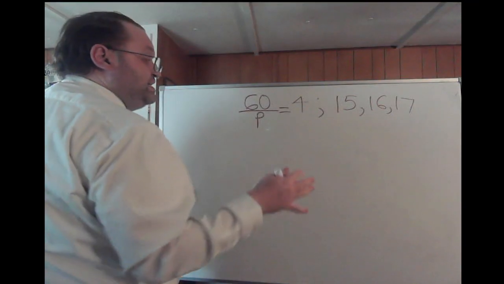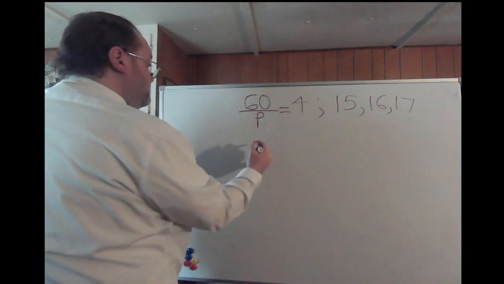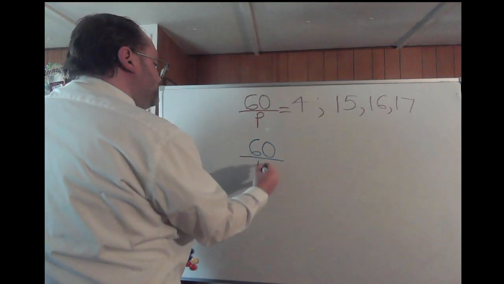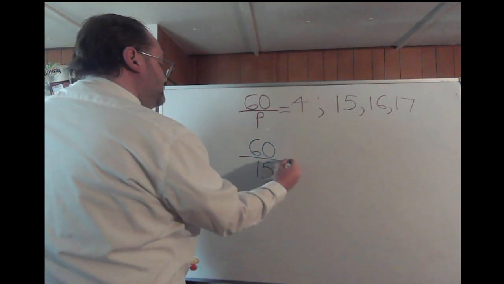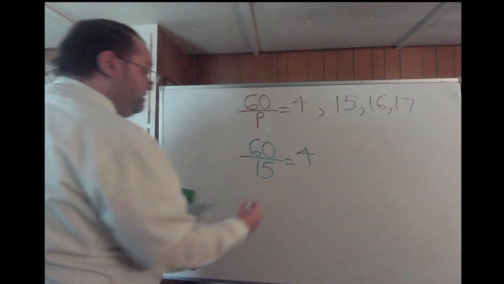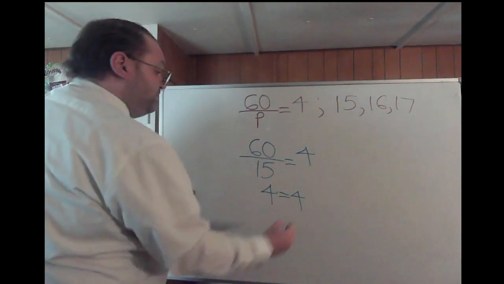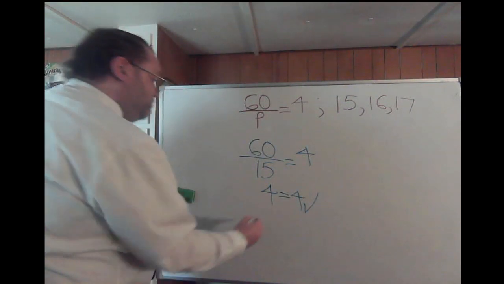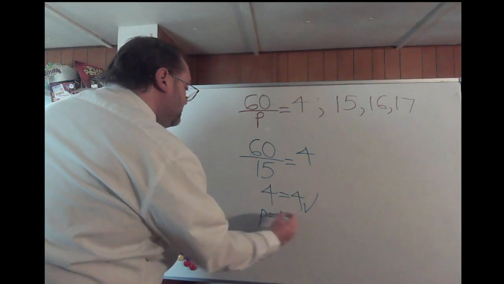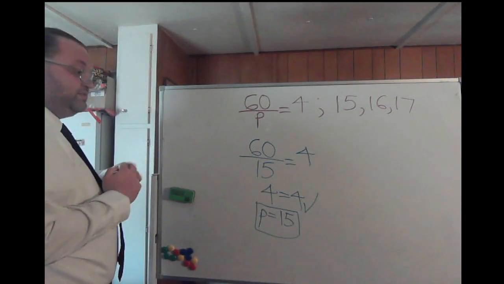So we'll start by substituting one of these values in for p. Well, let's start with 15. Let's take 60 over 15 because we're substituting 15 in place for p. We'll set that equal to 4. So what is 60 divided by 15? Well, that is 4. 4 does in fact equal 4, so that checks out, which means p is equal to 15. We found our value with the first number. We don't even have to bother with the other two.